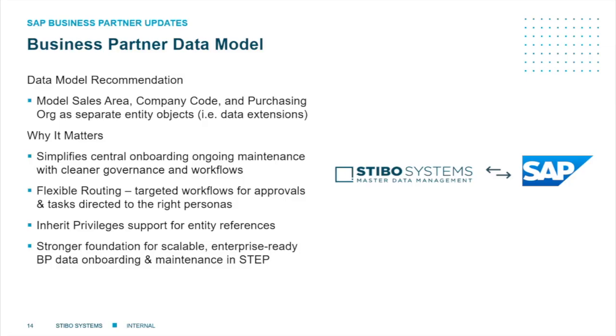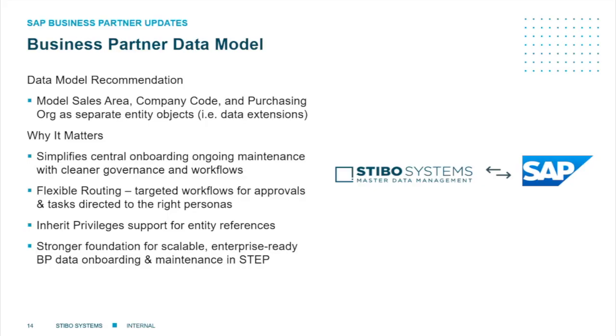Also new to the 2025.3 release, the SAP Business Partner Accelerator introduces a new approach in modeling sales area, company code, and purchasing organization data as separate entity objects, not just as data containers. What is the reason for this update? It is because central onboarding and maintenance data flows are complex processes requiring collaboration across multiple teams, and separating these extensions gives you cleaner governance, clearer workflows, and the flexibility to route tasks and approvals to the right teams.